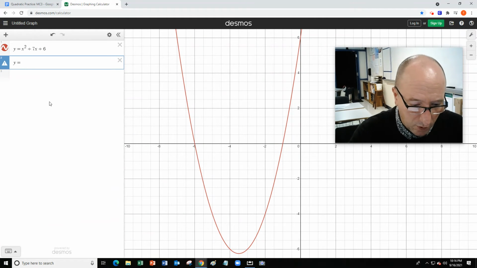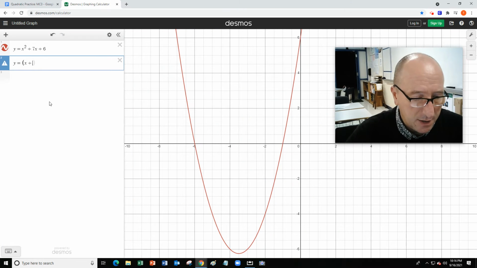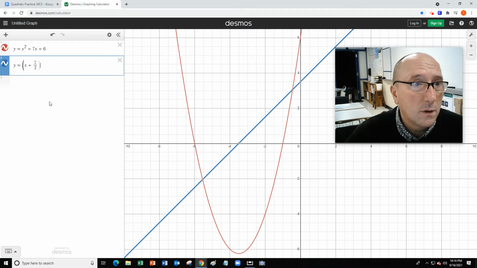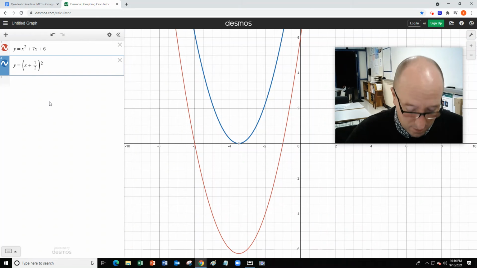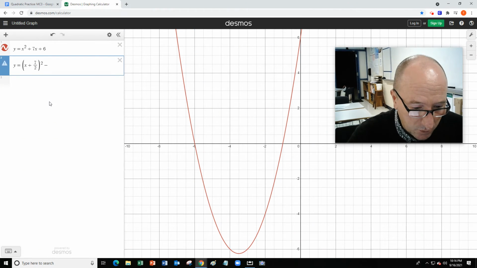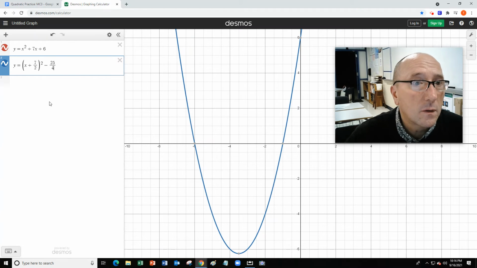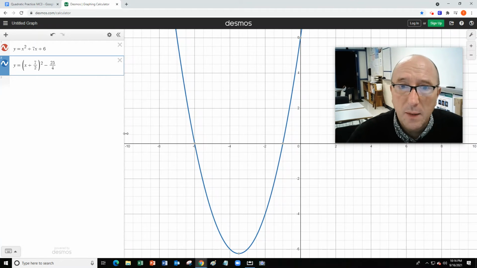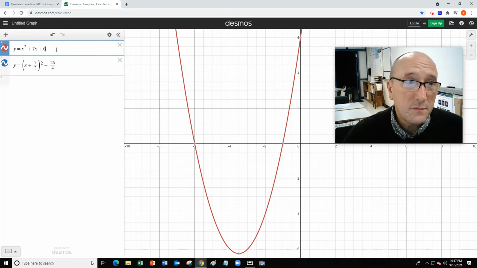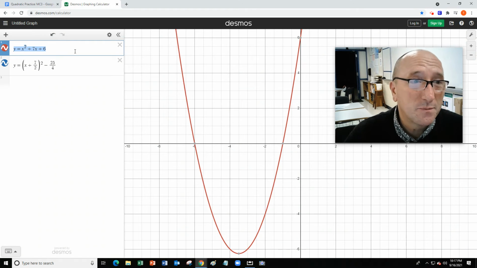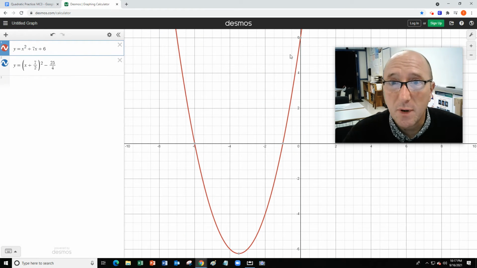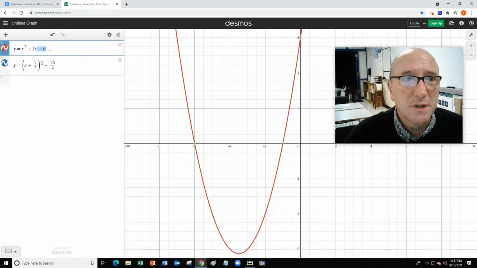y is equal to, open parentheses, x plus 7 over 2 squared minus 25 over 4. And sure enough, that parabola, which is the color blue here on the screen, just sits right on top of the red parabola right above it. Now, this parabola looks pretty simple. You can read the y-intercept from it. There it is right there, 0, 6. You can see that number right there. It's that number 6.